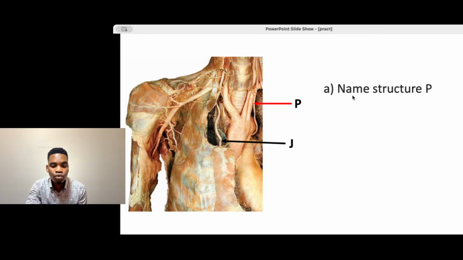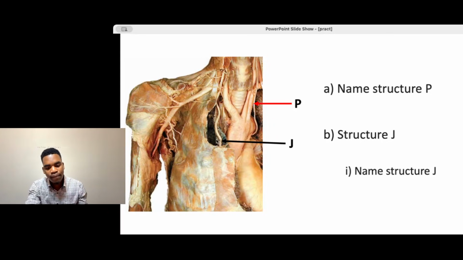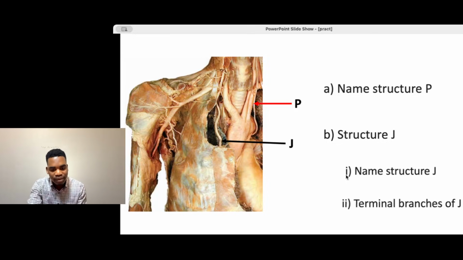The first part of the question is asking you to identify structure P, and the second part can be completely different, like asking you about structure J, for example naming structure J, and the second part asking for the terminal branches of structure J. So this is very important to notice, because for this kind of question, the answers in part A will not affect the answers in part B.